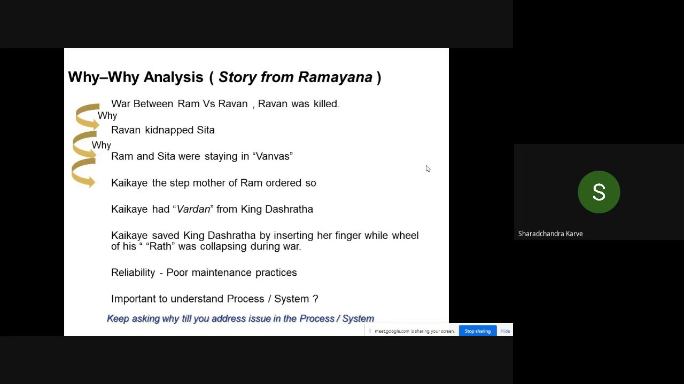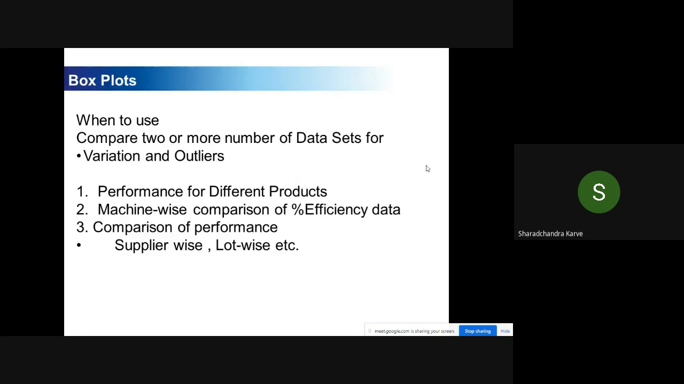I think Himanshu, we will stop here today because next is the box plot. So we'll start with the box plot during the next session.